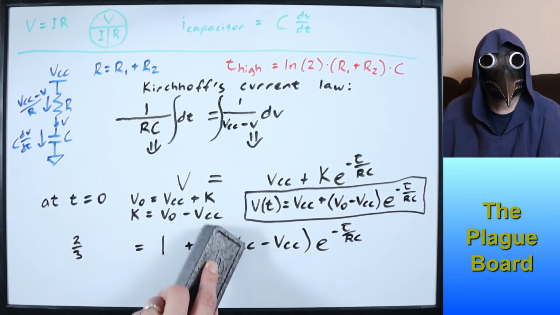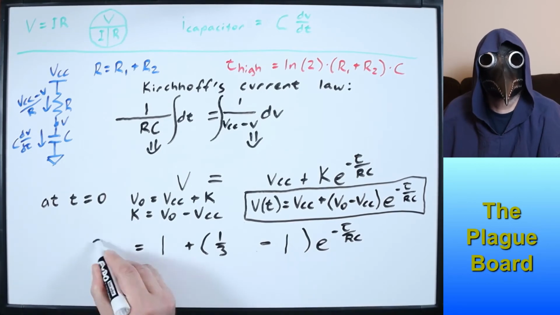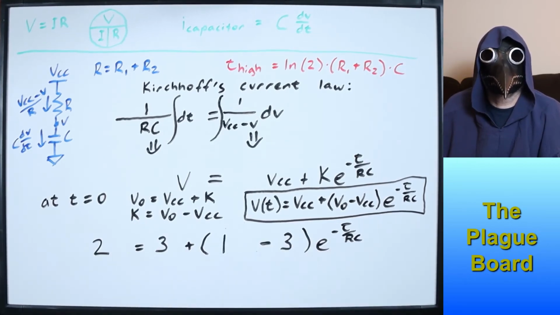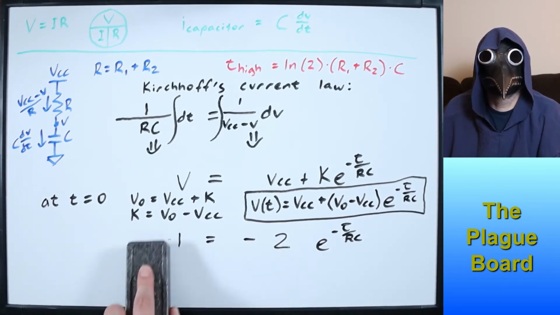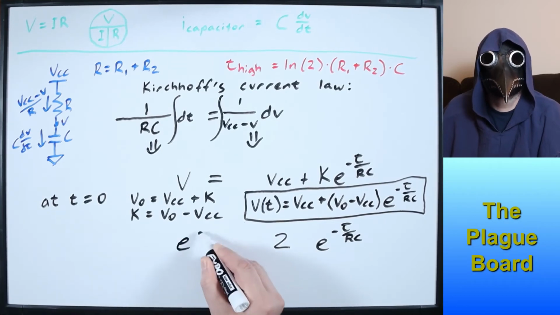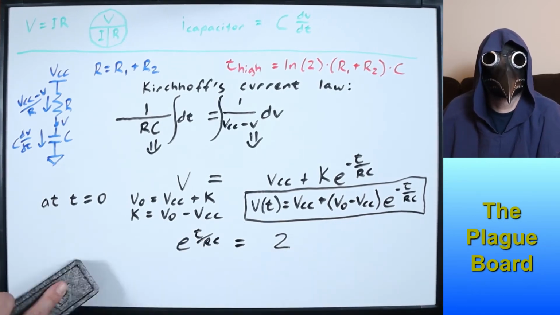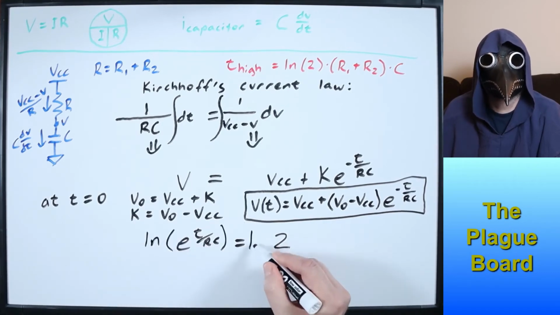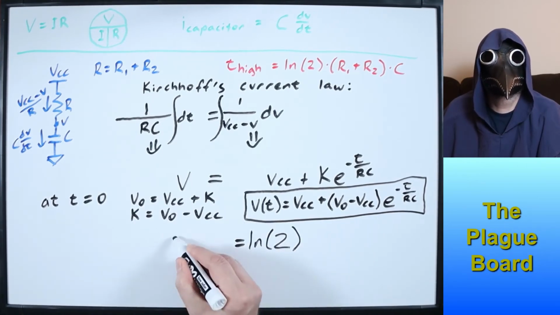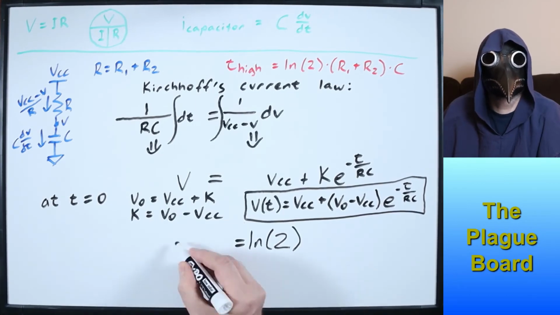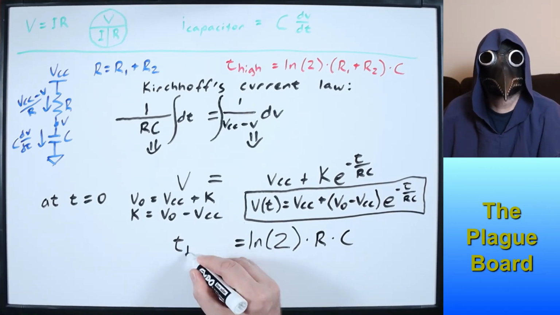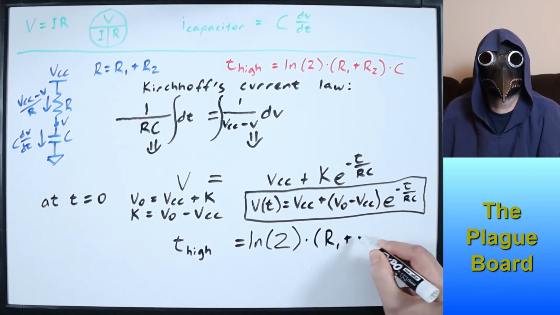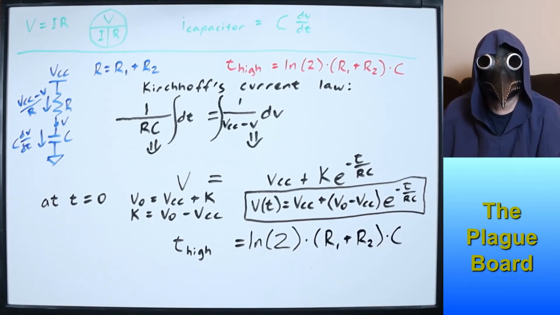I'll divide each side by VCC, and I'll multiply each side by 3. 1 minus 3 is negative 2. I'll subtract 3 from each side and negate each side. I'll multiply each side by e to the t over RC. Then I'll take the natural log of each side. The natural log cancels out the e. And then I'll multiply each side by RC. Remember that R represents R1 plus R2, so we are left with the time high equal to the natural log of 2 times the sum of R1 and R2 times C.